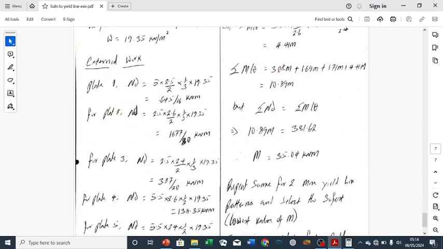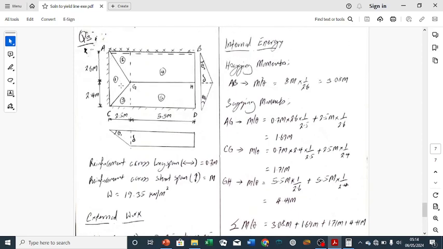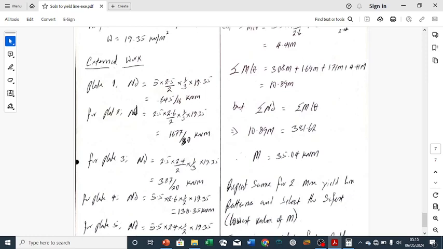For plate 1, we have our N delta. The N here is the load, and the load we will have by calculating the plan area of the triangle in plate 1 and multiplying it by the UDL, which we have been given to be 19.35. So we go ahead and do that. The triangle here is 5 times 2.5 divided by 2. That is our triangle. This is our delta, the displacement. Because it is a triangle, we use 1 over 3. And this is our W, 19.35. And that gives us our external work for plate 1.